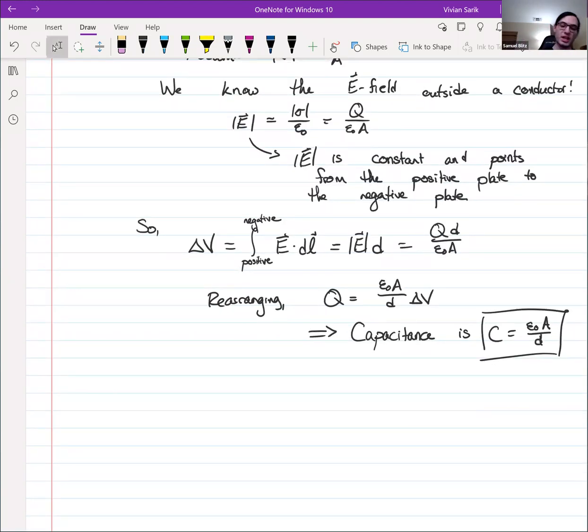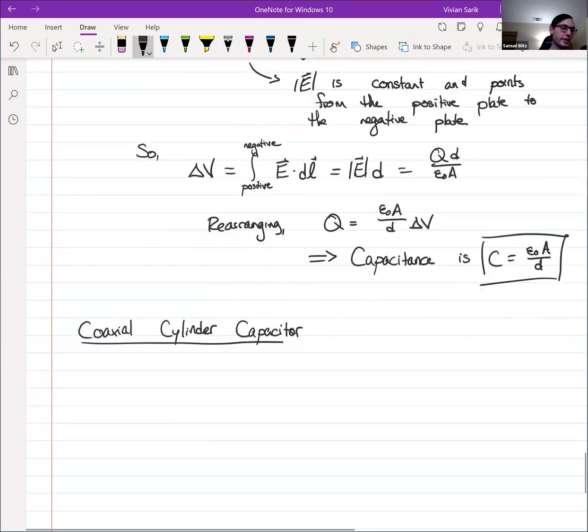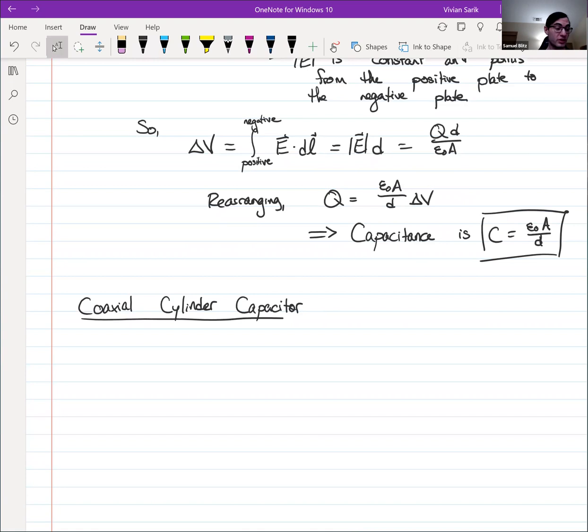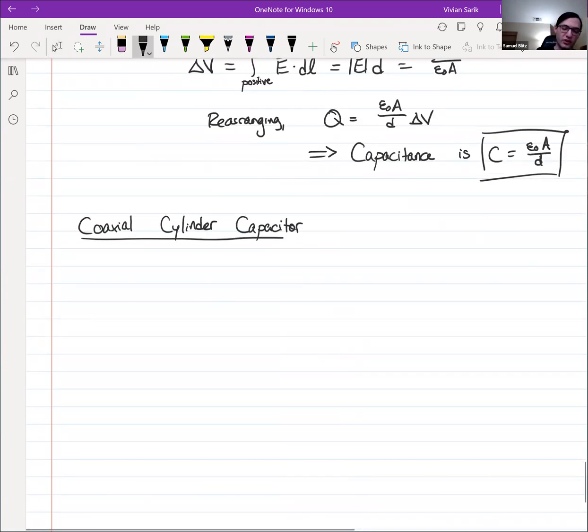All right, next thing. Let's do another example, just to prove that the capacitance is different for different geometries. So we're going to make another capacitor called the coaxial cylindrical capacitor. This is just the geometry of 2 cylinders that are stacked one inside the other, 2 conducting cylinders. This is going to be hard to draw. Let me draw the outermost cylinder first.